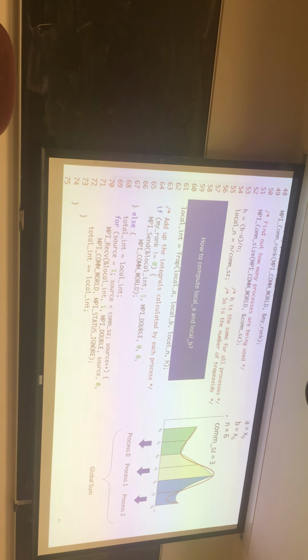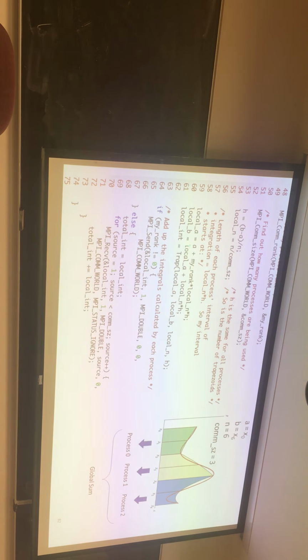I've got some answers here. Okay, so your local A would be local n times rank, and then your local B would be local A plus local n times h. Right, very close. You just need to offset by this A here. You have a global A here, so you offset it a bit.